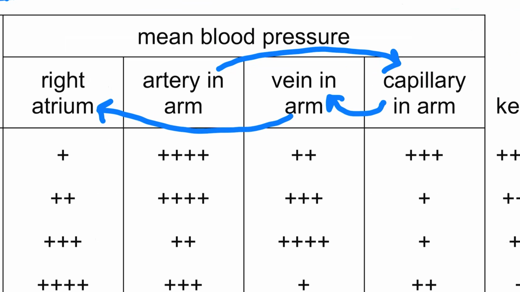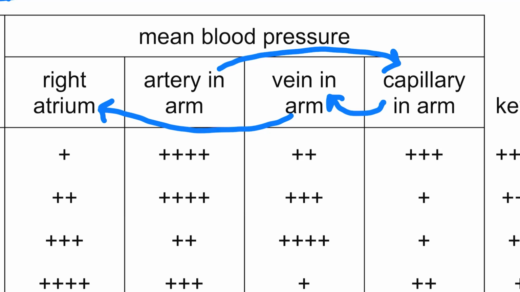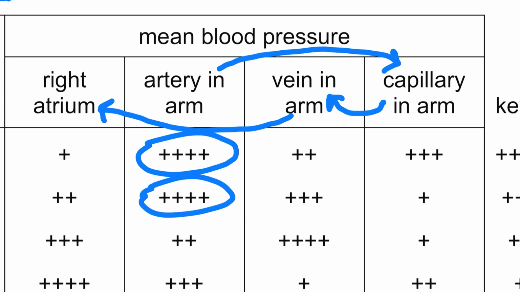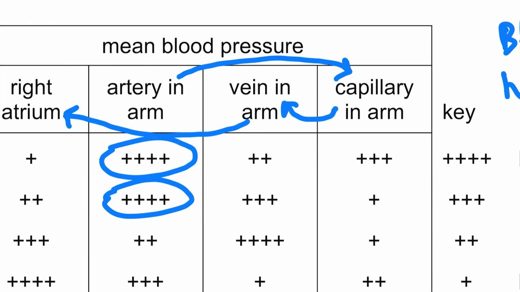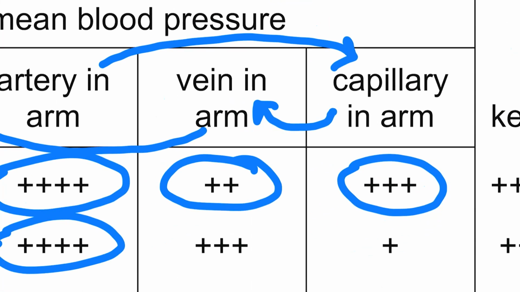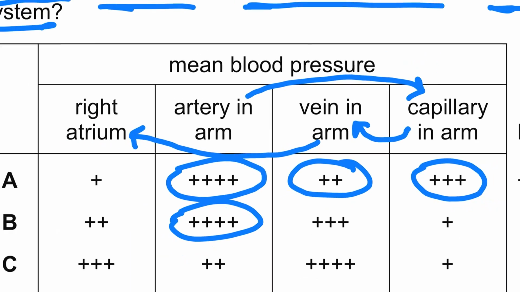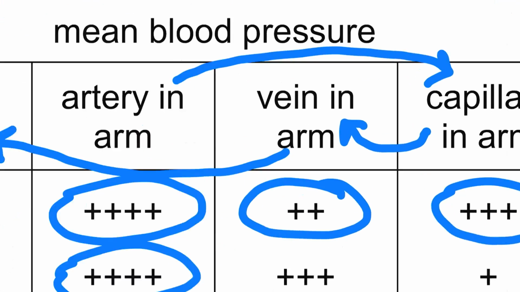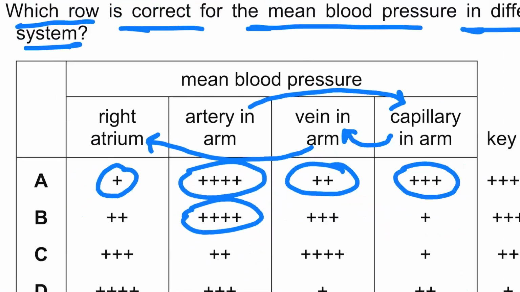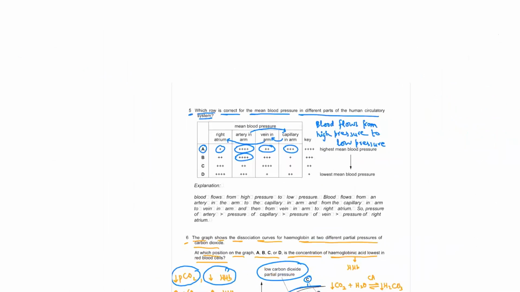So because blood is flowing from high pressure to low pressure, the pressure in the artery should be highest, because the blood is flowing from the artery to the capillary. Capillary will have a blood pressure lower than artery but higher than vein, because blood has to flow from capillary to vein. And the right atrium will have the least pressure, because the blood has to move from the vein into the right atrium. So the answer is A.